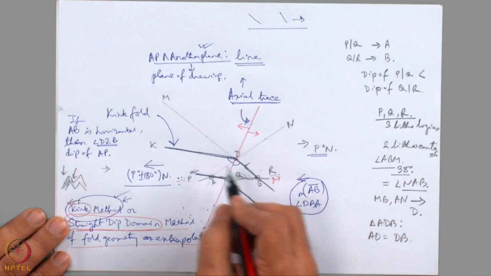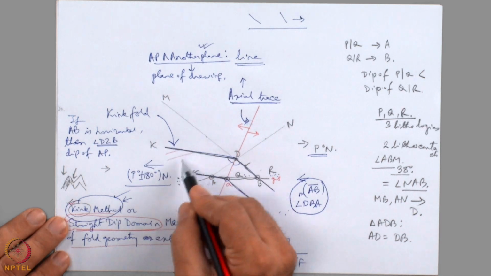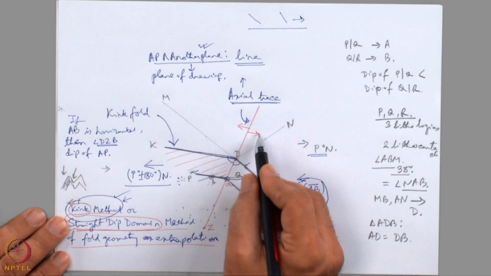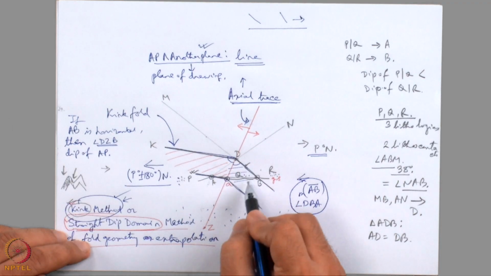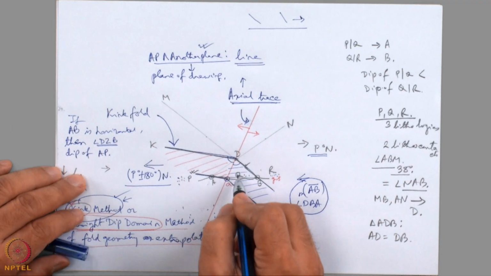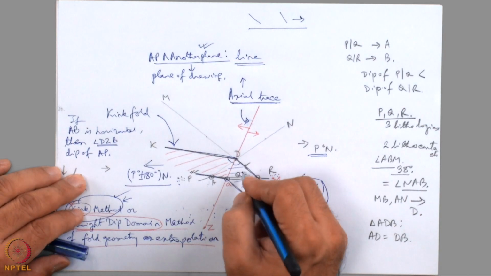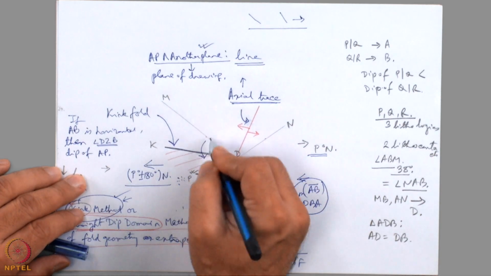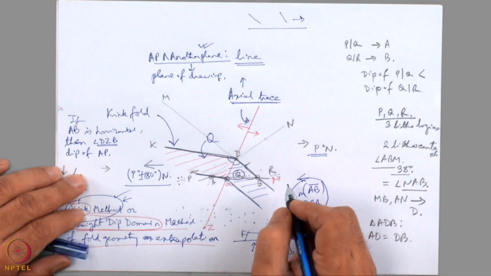Across the axial trace, across means in this direction and in this direction, two different dip domains are defined. This is a dip domain where we have the constant dip of the folded layers, and here we are also having constant dip. In this specific diagram, the folded unit Q has been drawn. This was the lithological unit Q.